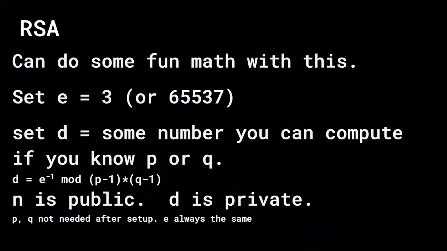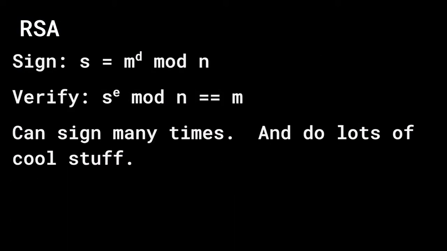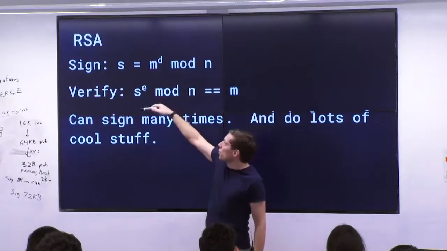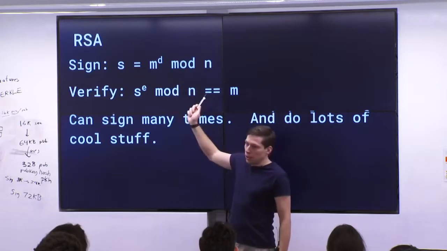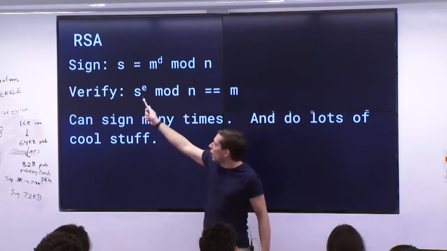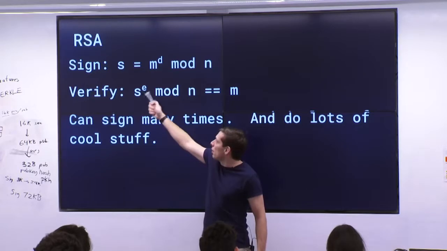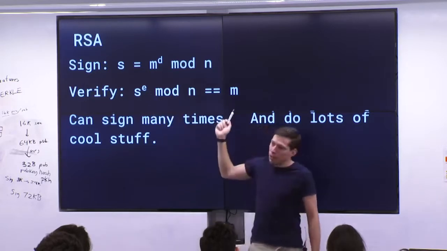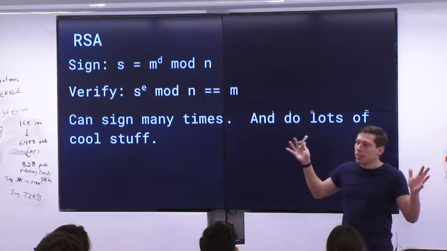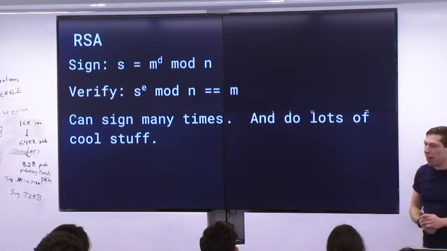And then what you can do, and I'm not going to get into it, but you can say, okay, my signature S is, I can take the hash and make a message M. Message to the D power modulo N. And if I verify, if I take that signature to the E power modulo N, it should equal M again, which is crazy and kind of awesome.